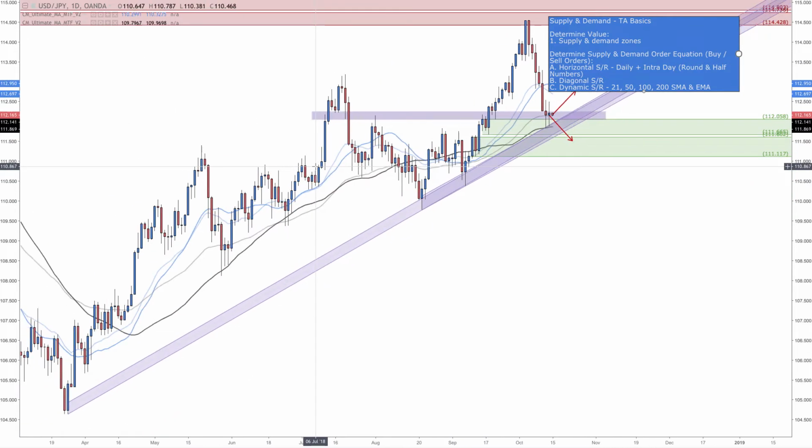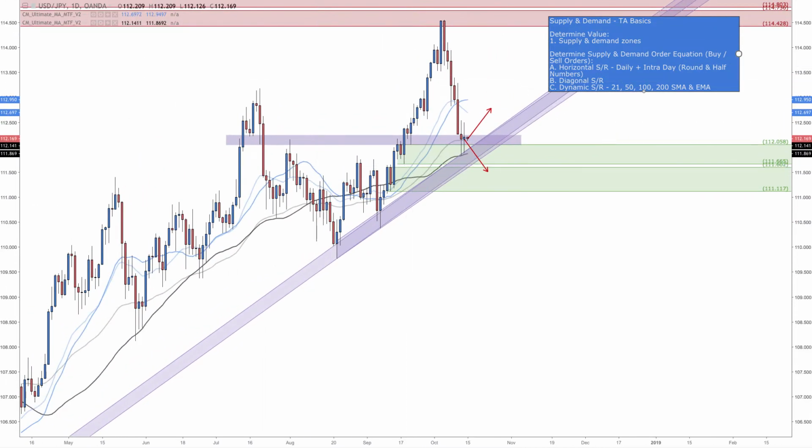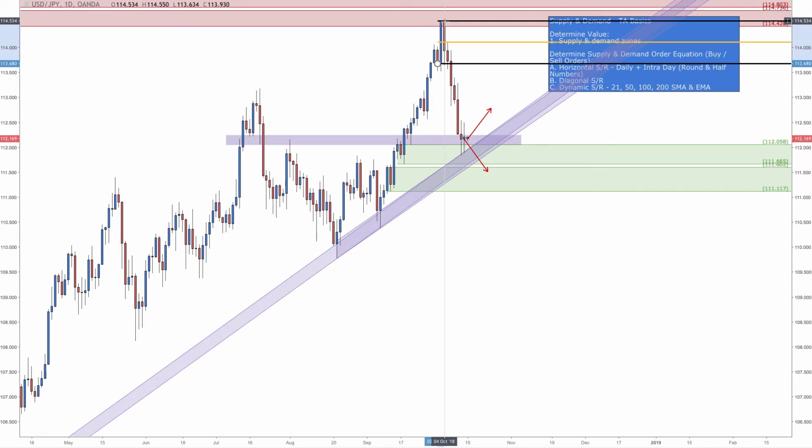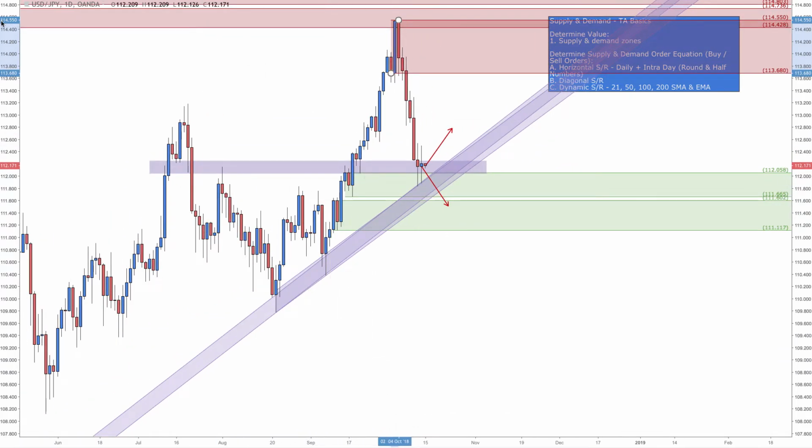But what we've also created from a selling perspective is a supply zone, which is right here. So supply right there. So if you do enter long and we do come all the way up here, this is where you'd probably be looking to take profit.